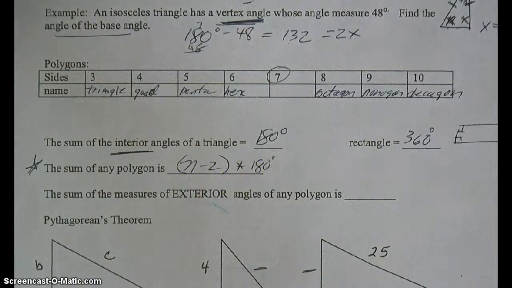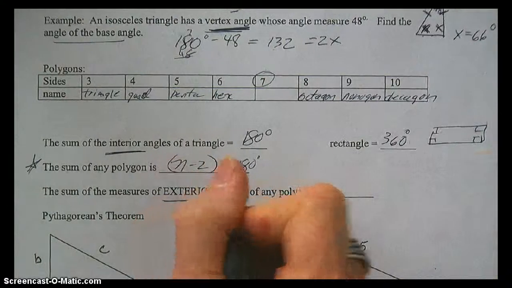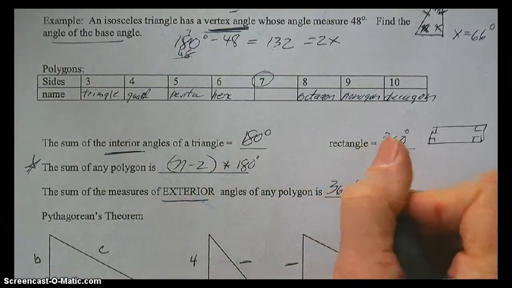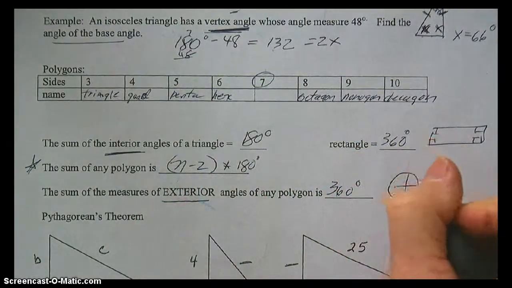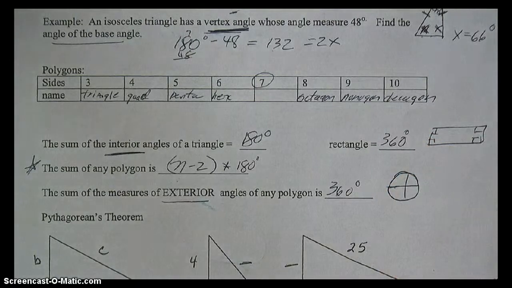The sum of the measure of exterior angles is a lot easier. It's just always 360. And why is it 360? Think that there's 360 degrees in a circle.